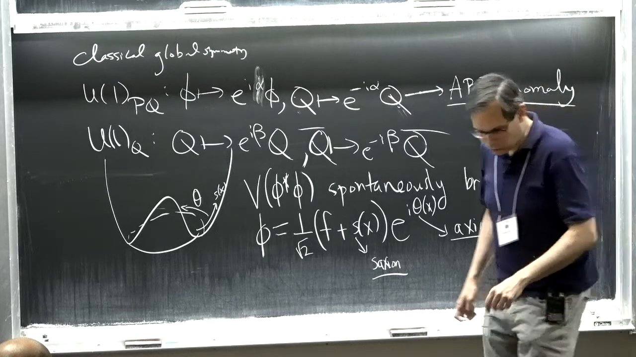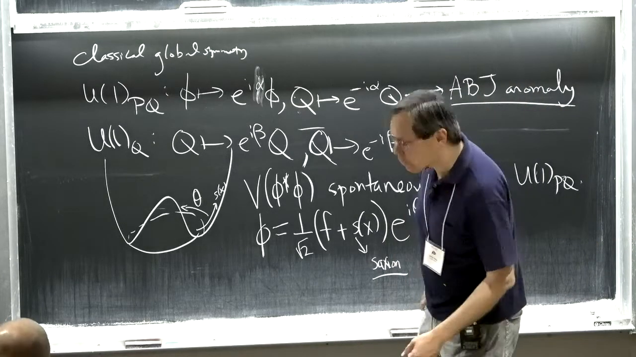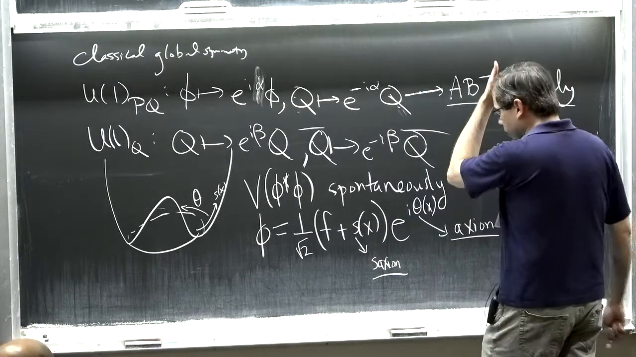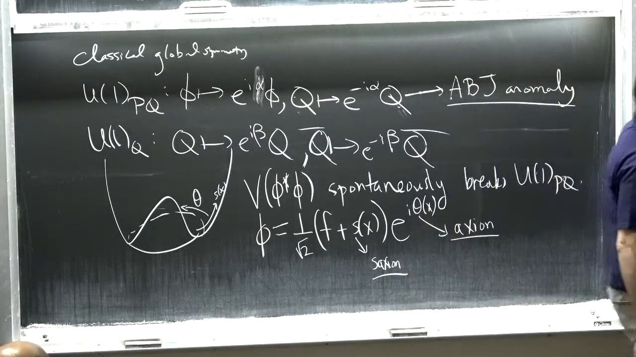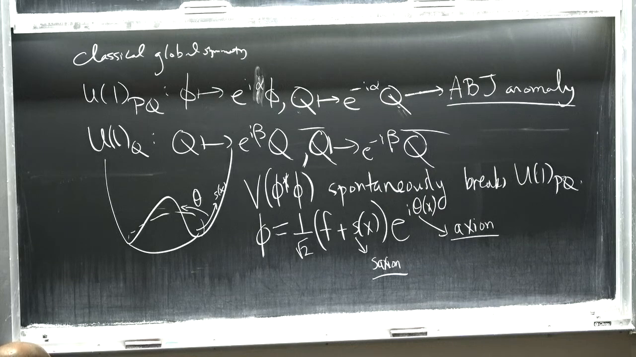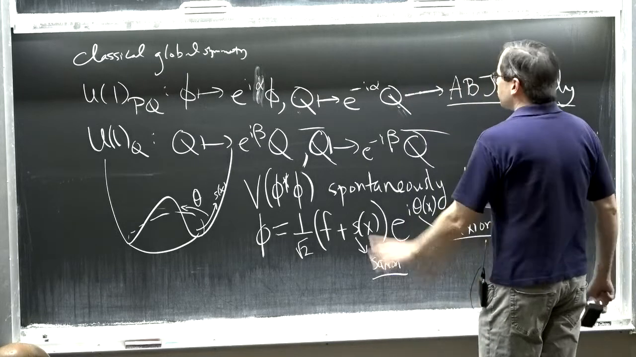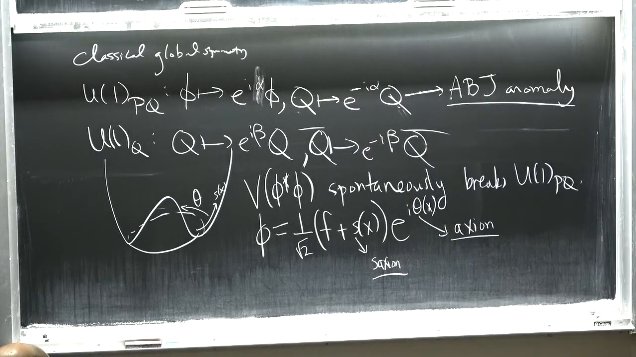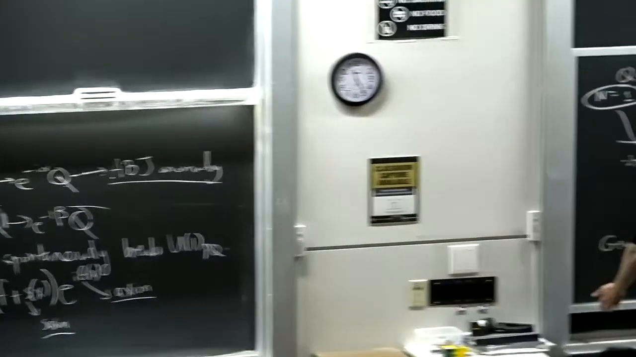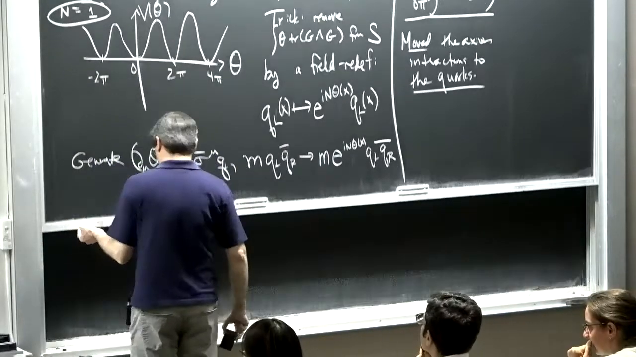Okay, so now what I want to do is just argue for you that this theory produces that theory as an effective theory at low energies. So what we can do with this theory is integrate out our heavy fields.